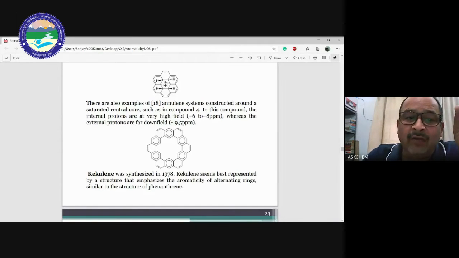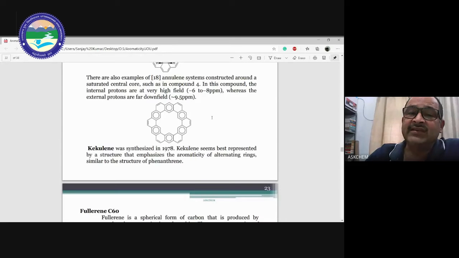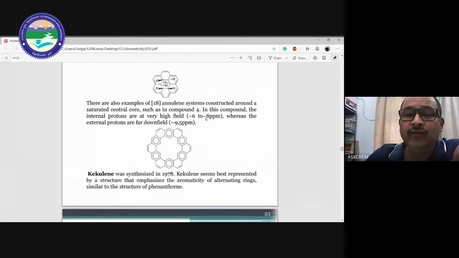In this compound, the internal protons are at very high field. High field, TMS se niche chala gaya, -6 to -8, that is the maximum shielding, whereas the external protons are highly downfield. That is, ye 9 ke upar chala gaya, 9.5 ke upar chala gaya, that is what downfield aa gaya, and this gives rise to aromaticity, and that is henceforth the magnetic anisotropy.